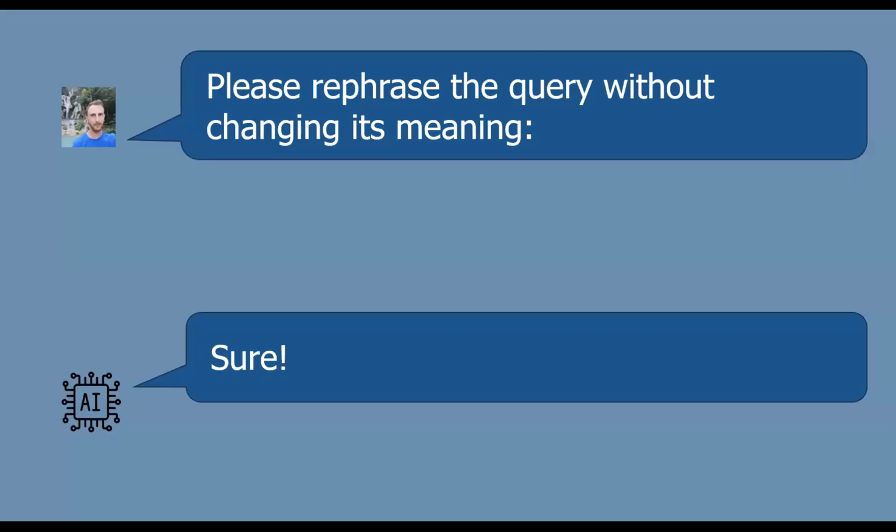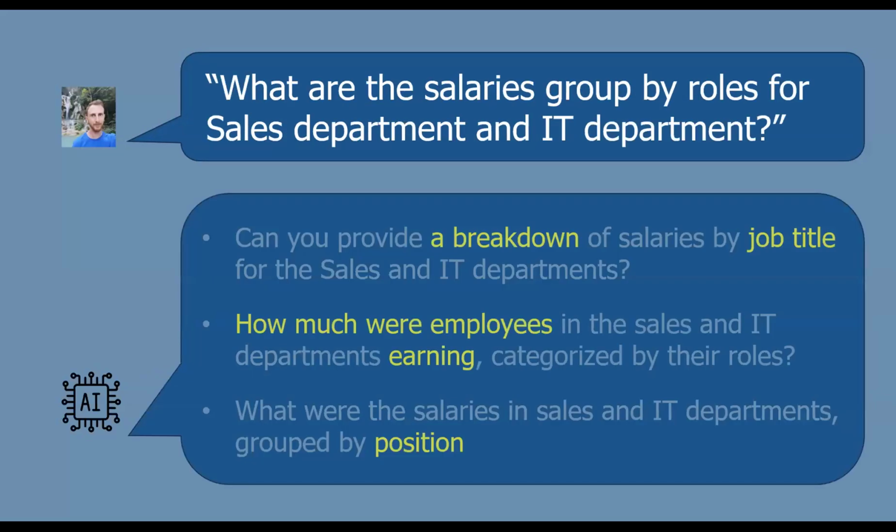So I can go to my favorite LLM and say, hey, here's a query, can you say the same query, but with different words? So I have the query that I generated automatically with the system. What are the salaries, group by roles, and so on. And the LLM gives me a few different queries with the same meaning. So it replaces the term group by with a breakdown, and salaries with how much were the employees earning, which is great. It's like a completely different grammatical structure and different words, but they have the same meaning. Roles is replaced with a position, and so on.